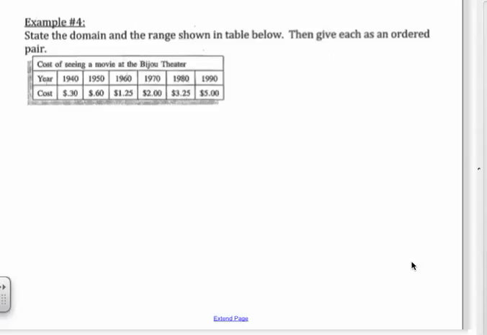Okay, now it says state the domain and the range in the table below. Then give each as an ordered pair.